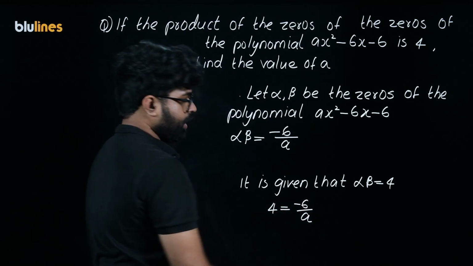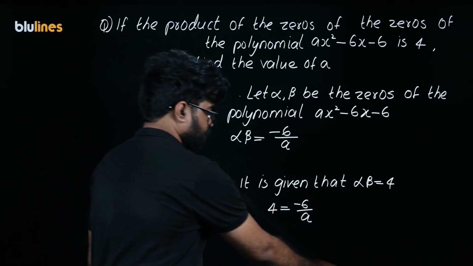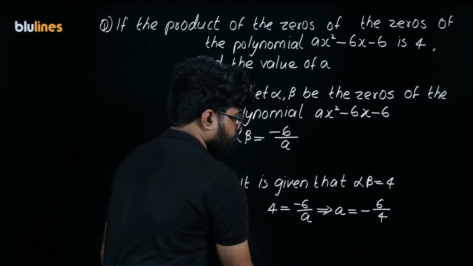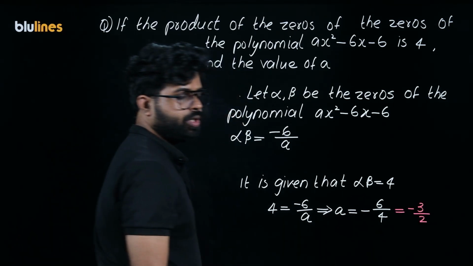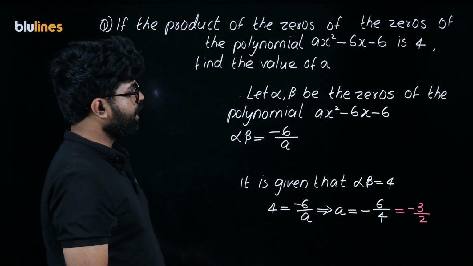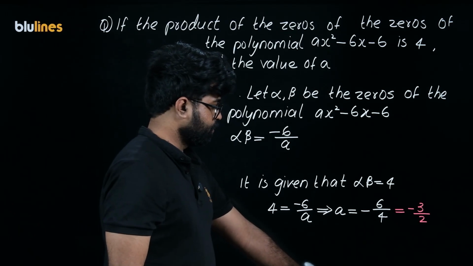Now the product of roots alpha beta is equal to 4, as given. So on equating, we have 4 is equal to negative 6 upon a. So a is equal to negative 6 by 4, which is equal to negative 3 by 2. So the value of a is negative 3 by 2.